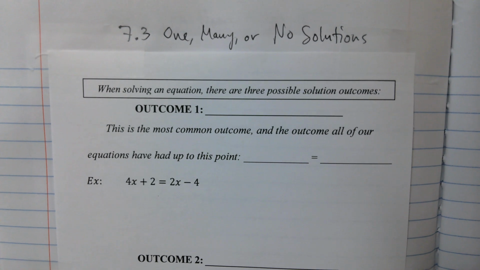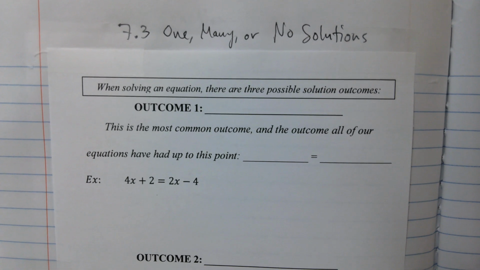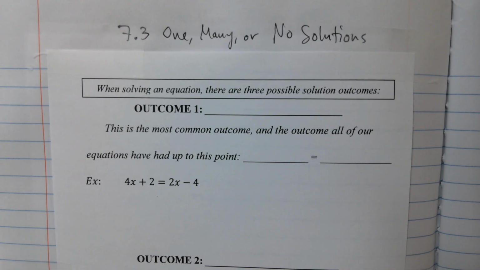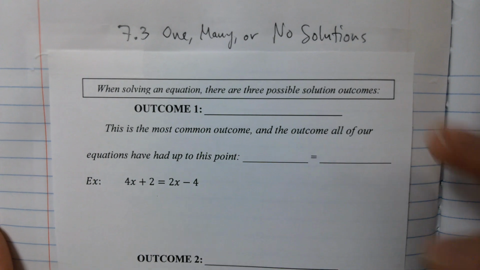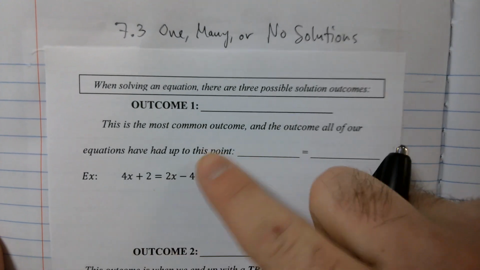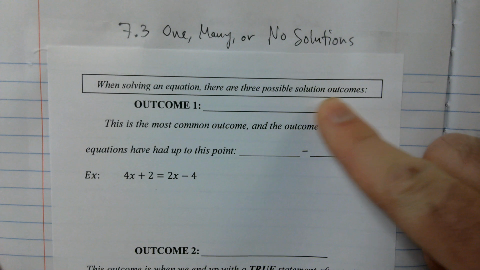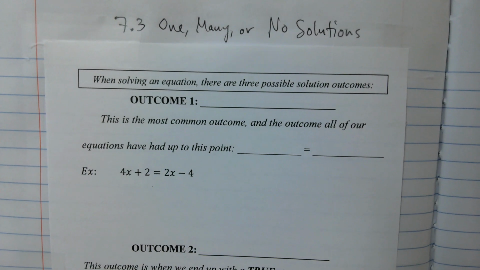So when it comes to actually solving the equations, we're not going to change anything today. We're going to do exactly what we've been doing, but now we're going to have different outcomes. All right, so there's 3 possible outcomes for the number of solutions we have.